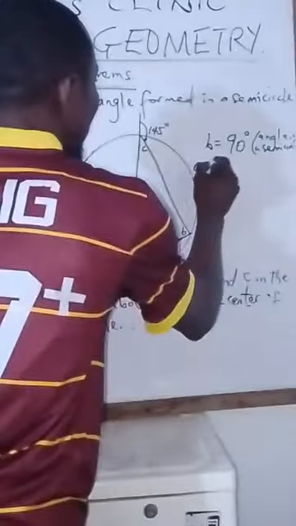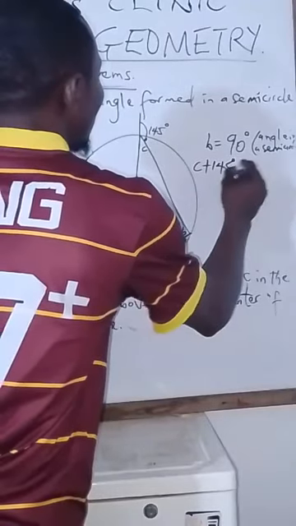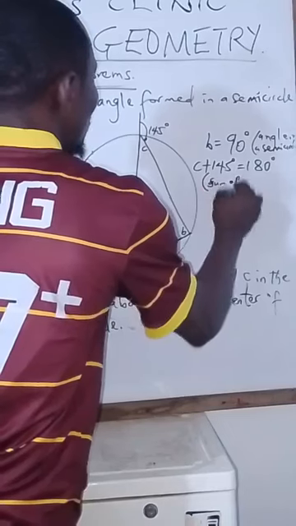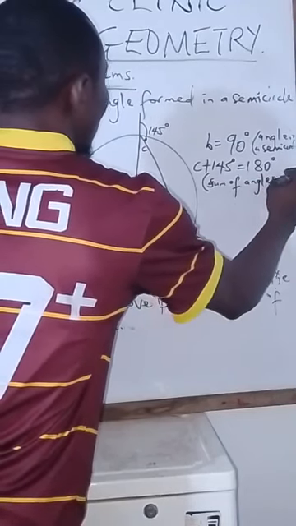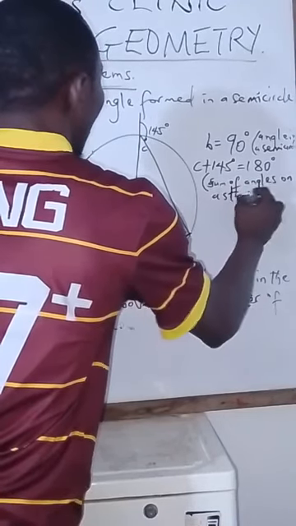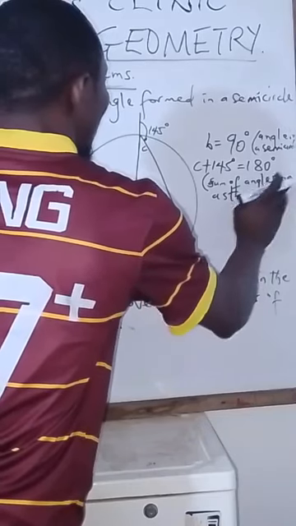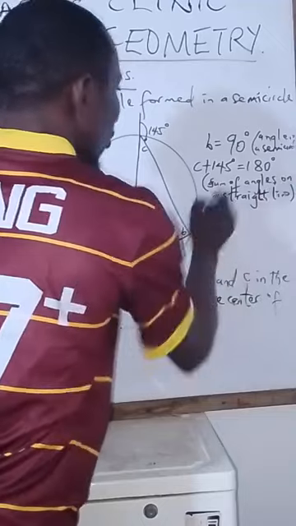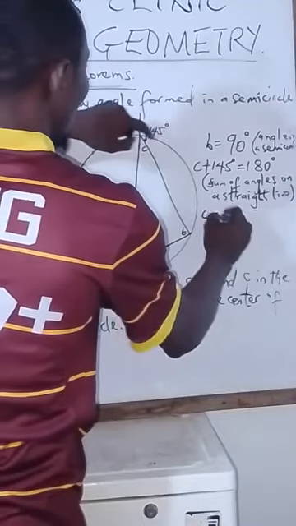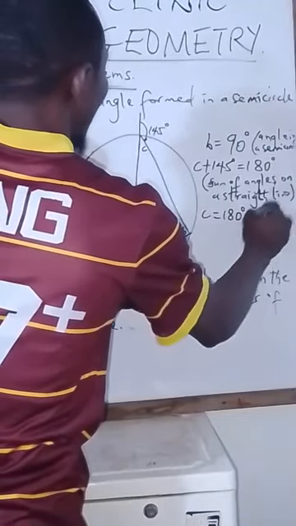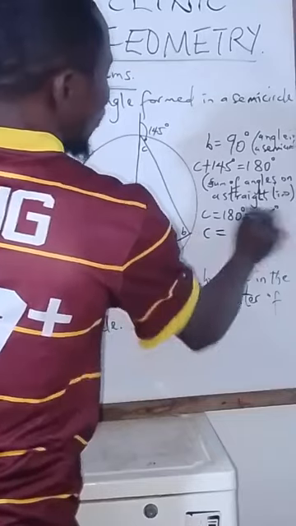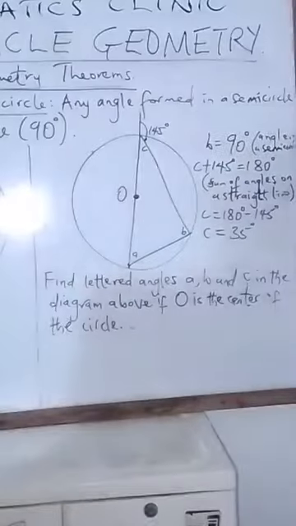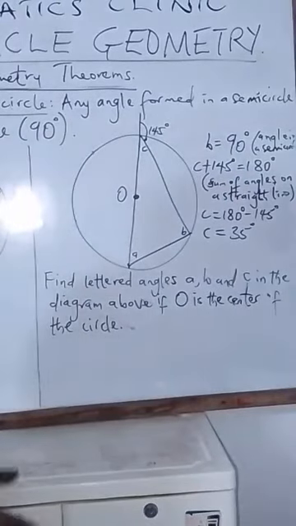Definitely, C plus 145 degrees must be equal to 180 degrees. Sum of angles on a straight line. So that means C will be equal to 180 minus 145. C is 180 minus 145, which gives 35 degrees. If C is 35 degrees, what is A then?